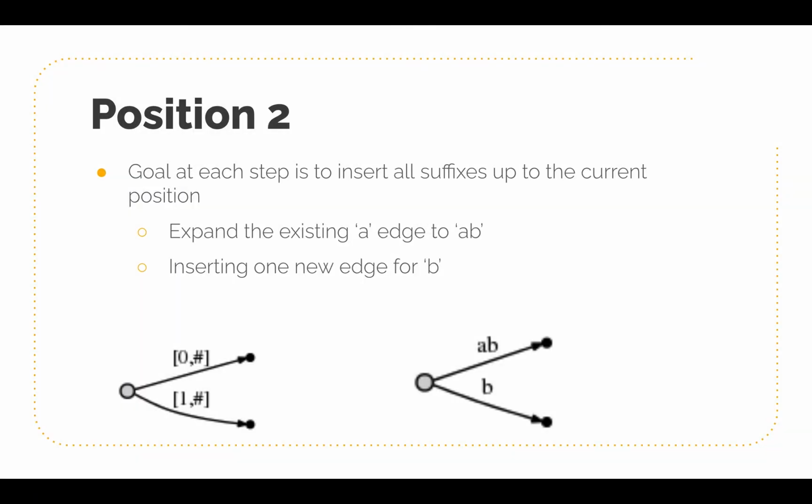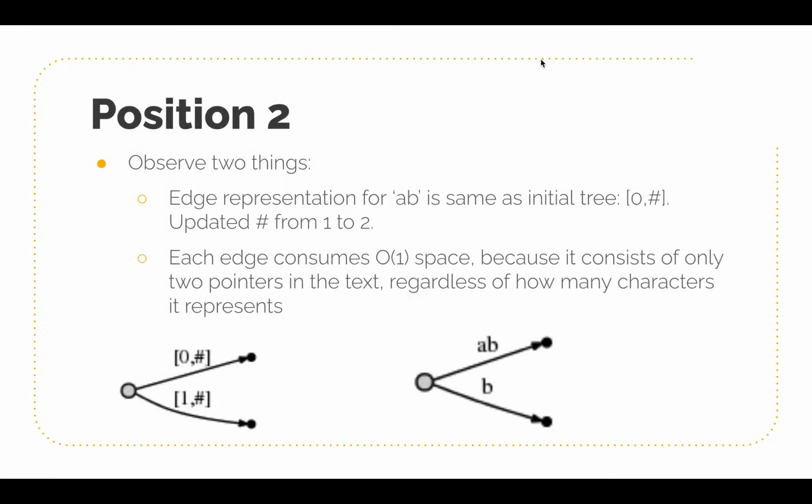Now we will progress to position 2, which is right after B. Our goal at each step is to insert all suffixes up to the current position. We do this by expanding the existing A edge to AB, and inserting one new edge for B. In our representation, you can see what this looks like. And we observe two things. The edge representation for AB is the same as it used to be in the initial tree, from 0 to current end. Its meaning has automatically changed because we updated the current position, the hashtag, from 1 to 2.